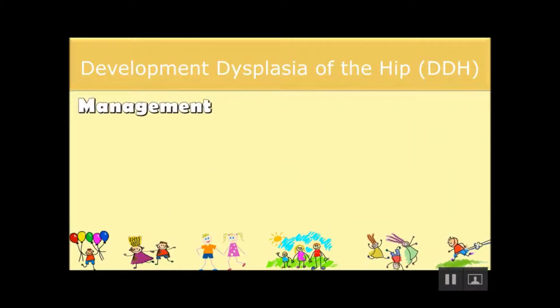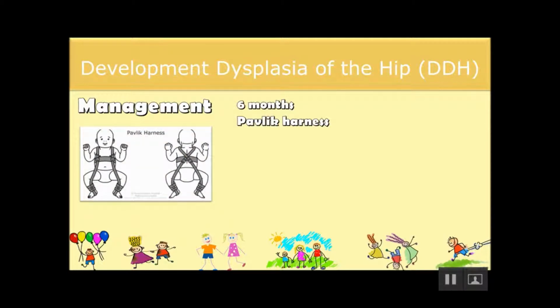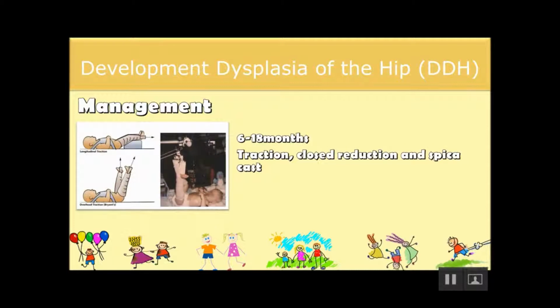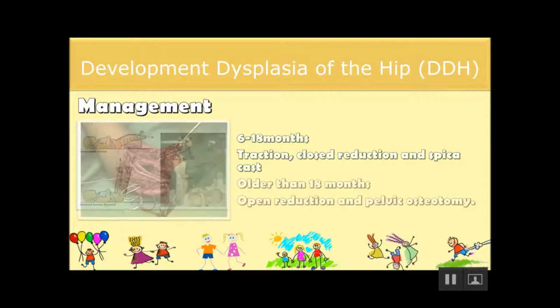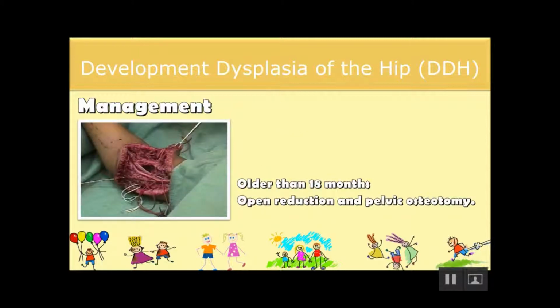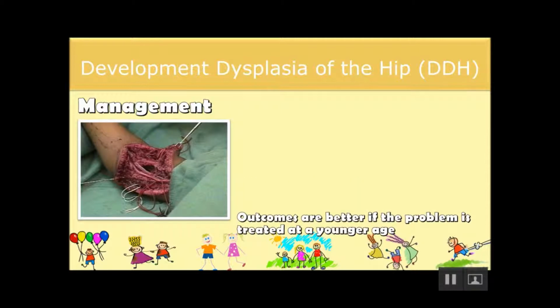Management of DDH is dependent on the age. Less than 6 months, the patient is fitted in a Pavlik harness, which flexes and abducts the hip and still allows mobility. From 6 to 18 months, there is traction applied with a closed reduction and spica cast. If older than 18 months, an open reduction is performed and pelvic osteotomy. Outcomes are better if the problem is treated at a younger age.